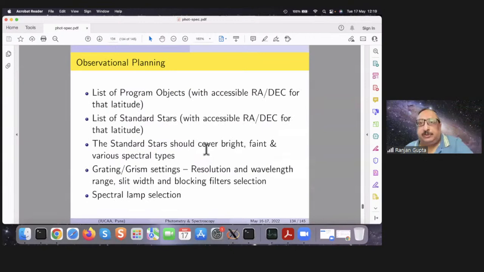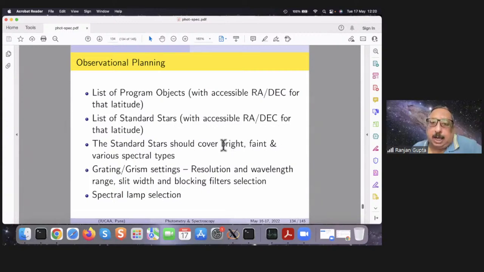Now, for the last few minutes, I will just spend on what you do when you want to make an observation. Particularly, spectroscopy is much more complicated. So you have to plan what the objects are. So for example, Sirius spectra, which is a standard star, let us say, and some star which is unknown, whose spectra you don't know. So first we will, of course, observe the standard star, and it should be available in the sky, in your part of the globe, and so on.